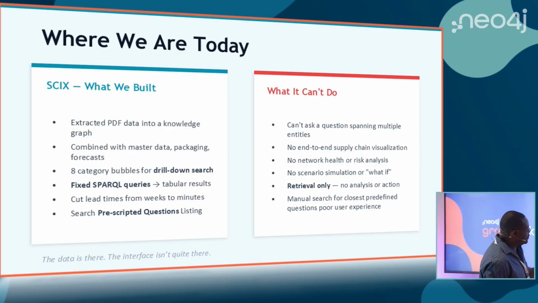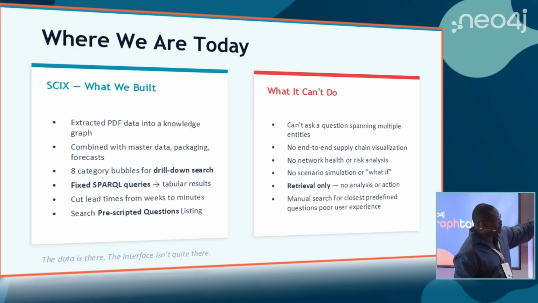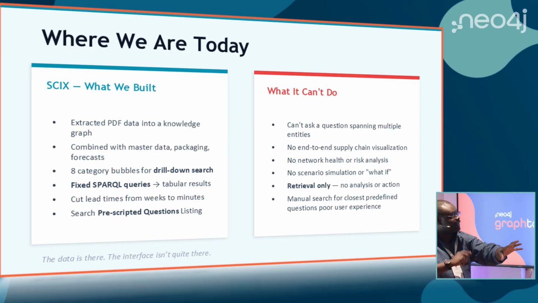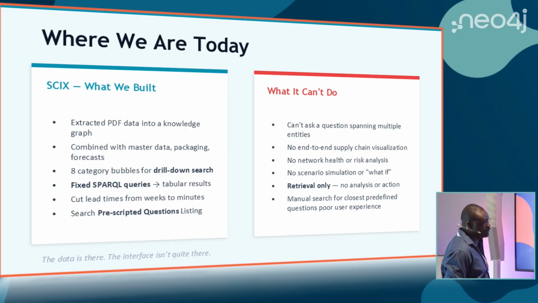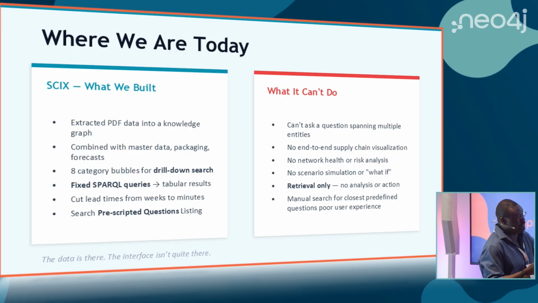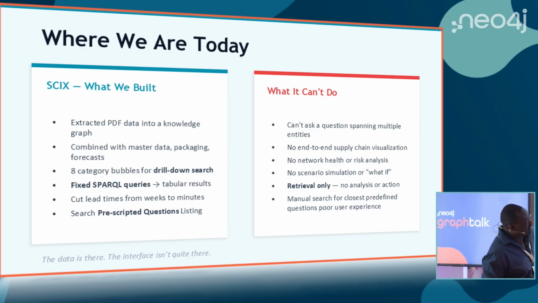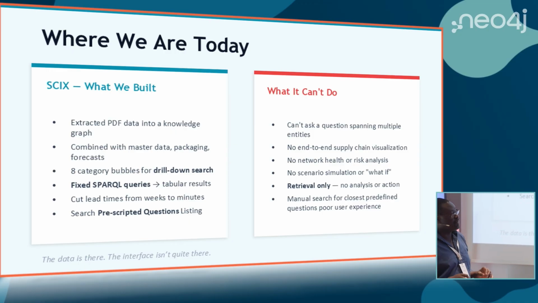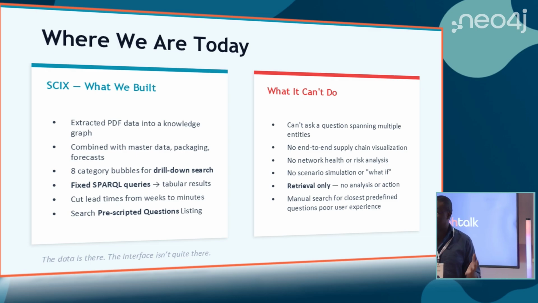And what they did was they pre-scripted these questions. You've got SPARQL behind the scenes, and it hits your knowledge graph when people click on these questions for a particular product or whatever it is they're searching for. What this can't do is you can't ask questions spanning multiple entities, or there's little freedom in the kinds of questions you can ask.